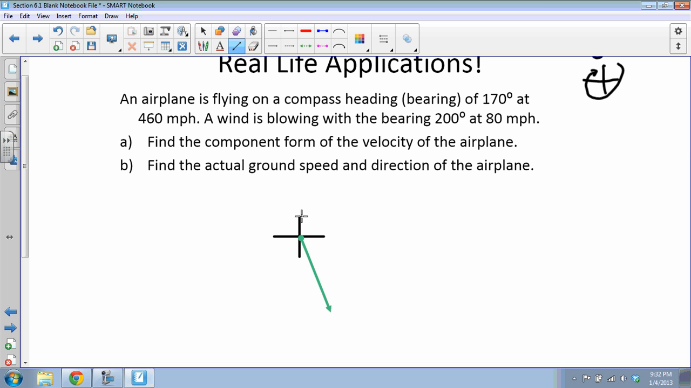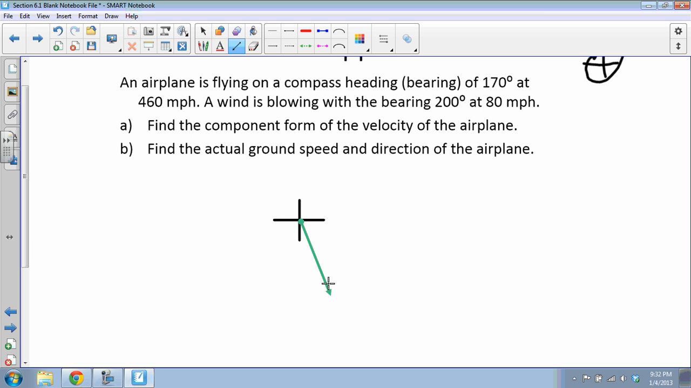Okay, now what we're basically going to do is add to this vector the wind, because when you're flying on an airplane, you have the speed of the airplane and the direction the airplane is trying to go. You have the speed and the direction that the wind is blowing, and together those affect where the plane is actually going, at what speed and in what direction. Kind of like in a boat, if you are trying to go diagonal against the current, that's going to affect the direction you actually go, things like that.